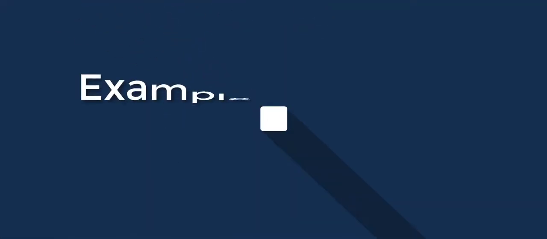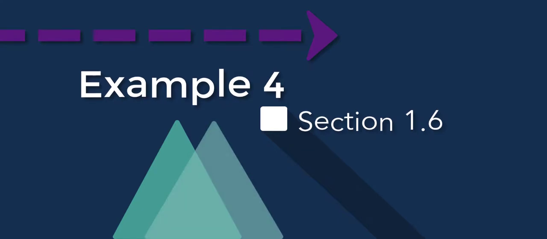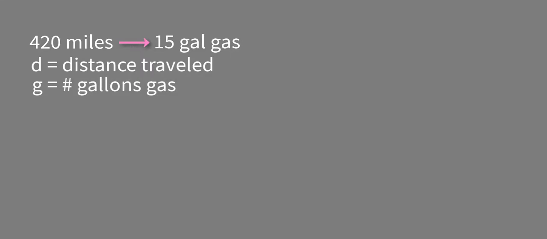All right, in example 4, again, we're looking at unit rates to write equations. And we're given that a car can travel 420 miles on 15 gallons of gas. We're asked to write an equation relating the distance traveled to the number of gallons of gas used, distance traveled being D, and gallons of gas used being G. And then we're asked to find how many gallons of gas the car needs to travel 1,120 miles.